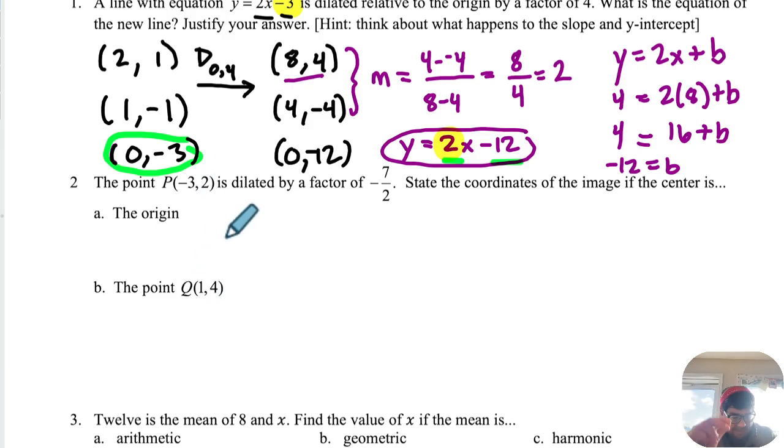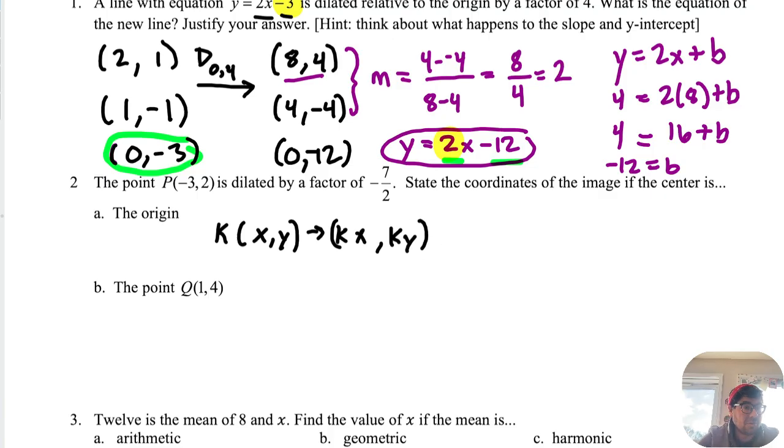Hello, welcome. In this video, we're looking at the dilation of a point by some negative scale factor, and we want to state the coordinates of the image if the center is either at the origin or some other point. So the origin is pretty nice. If you're at the origin, you take the scale factor, whatever it is, and your original point x, y, and you just multiply k by both x and y, and that will give you the image you're looking for.